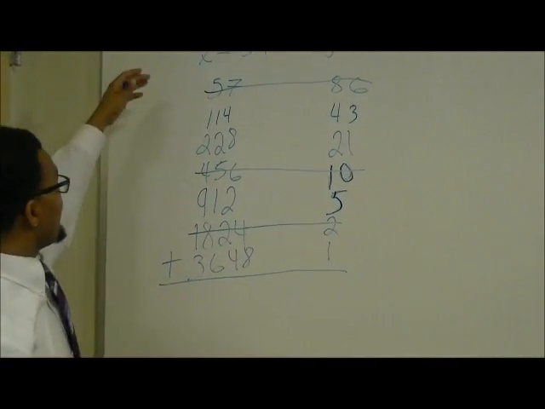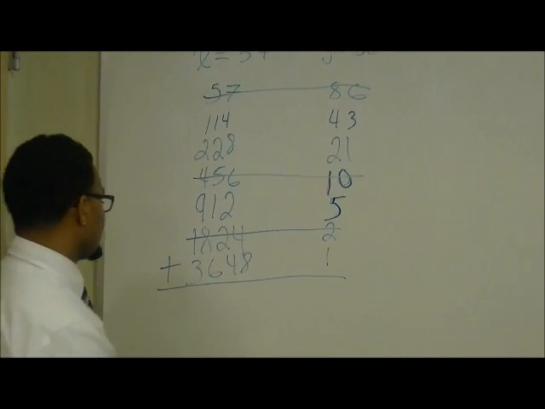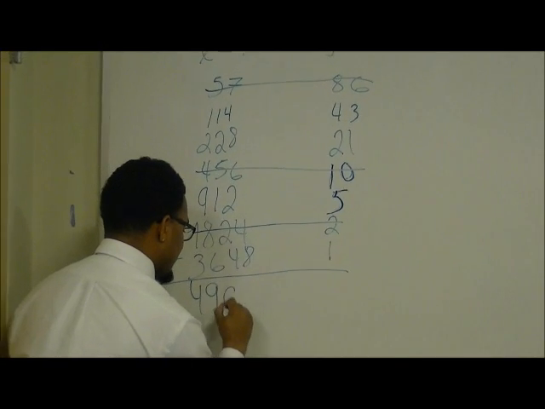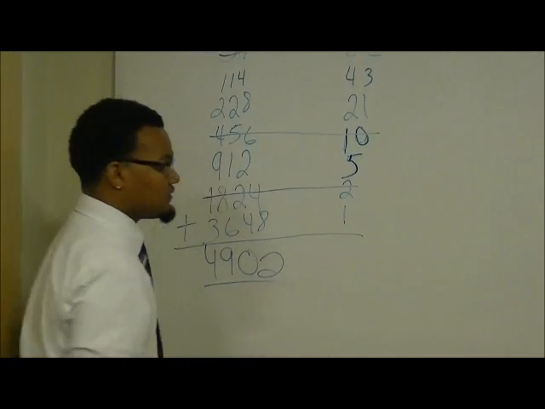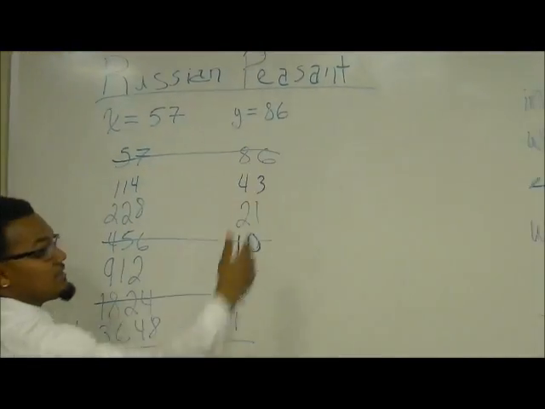Then we will add all of the numbers on the first column, which will then give us 4902, which is the answer when you multiply 57 times 86.